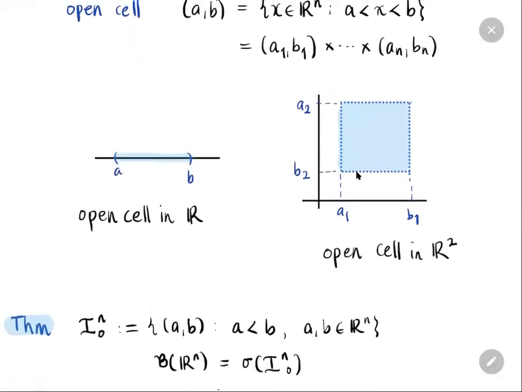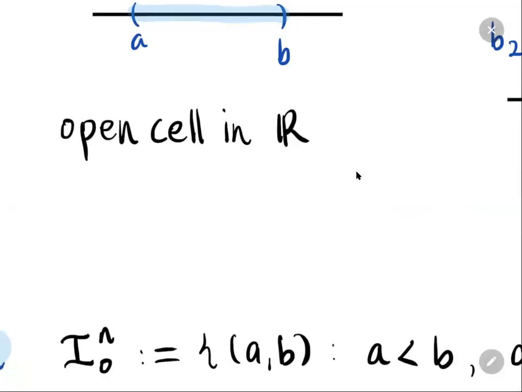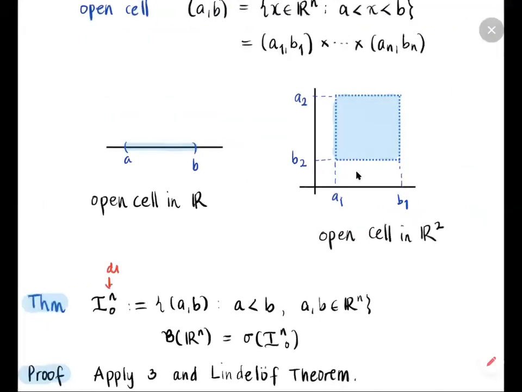Then we have the following theorem. Denoting by I_0^n the collection of all open cells in Rn, where n here refers to the dimension and the subscript O refers to the open cells, the Borel sigma algebra on Rn with its usual topology is equal to the sigma algebra generated by the open cells.